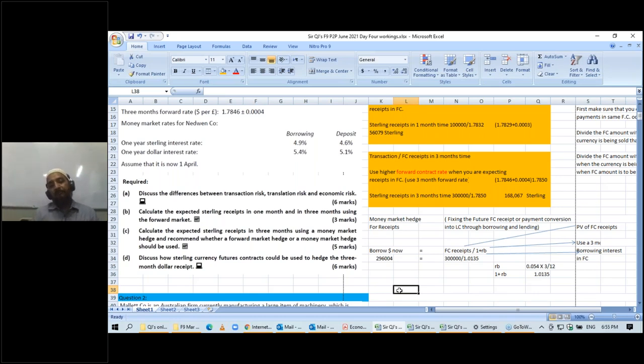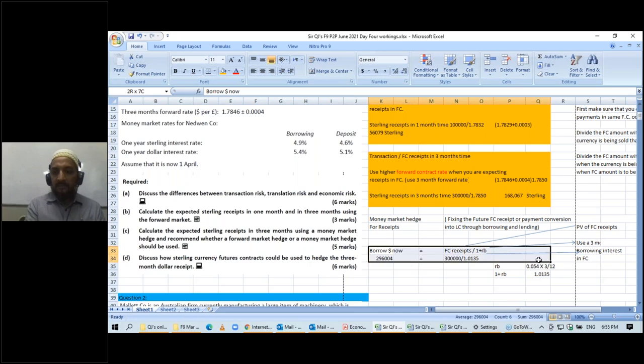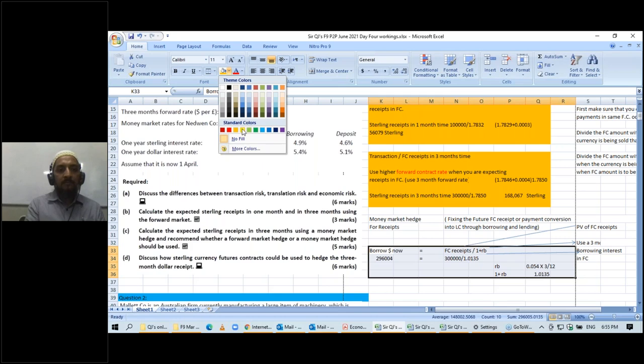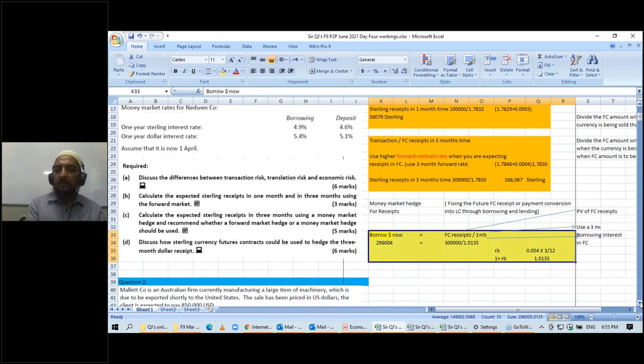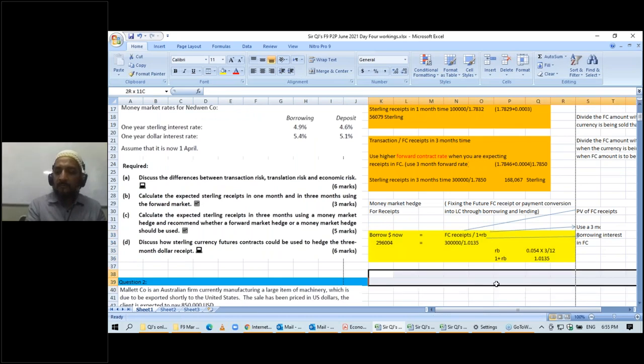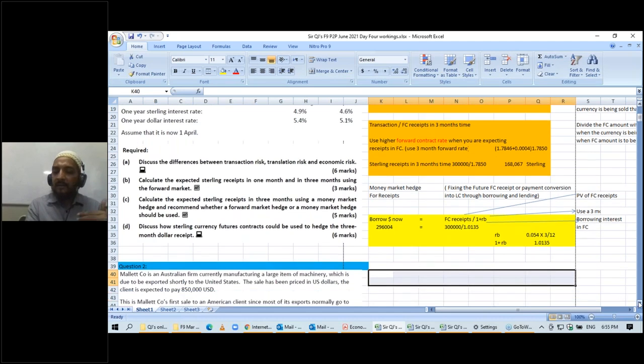Always present value. Why present value? I'll let you know in the end. This was the first step, right? This is the first step done. I'm marking the first step in yellow. Then once you get the dollars, $296,000 borrowed, sell them now in the spot market. Go to the spot market, give it to the foreign currency dealer and convert it into local currency.